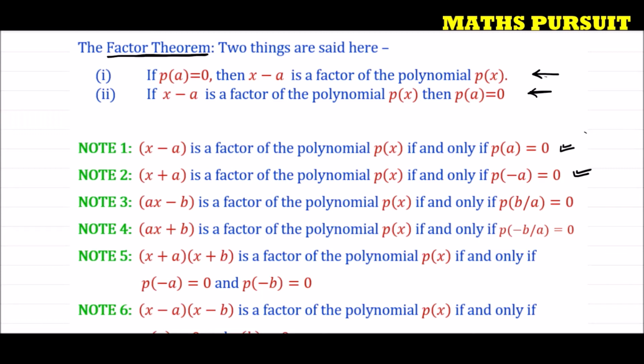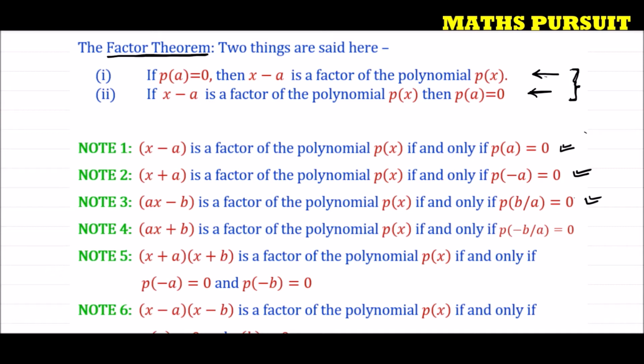Guys, we are using here "if and only if". Why? Because we are considering these two things simultaneously. If P(a) is equal to 0, then x minus a is a factor of polynomial P(x). If x minus a is a factor of the polynomial P(x), then P(a) is equal to 0. So these two things we are discussing simultaneously. For that reason, we say "if and only if". Now coming to note 3: ax minus b is a factor of the polynomial P(x) if and only if P(b upon a) is equal to 0.